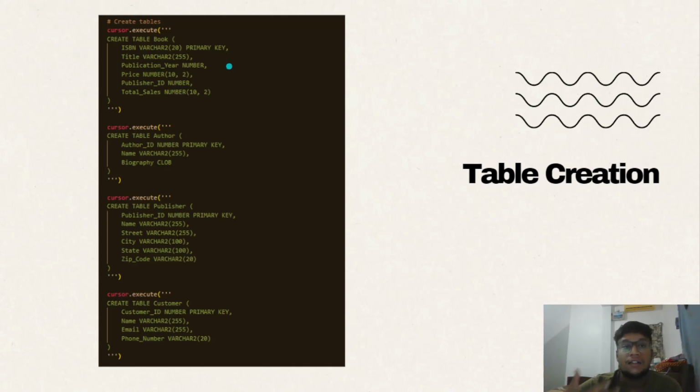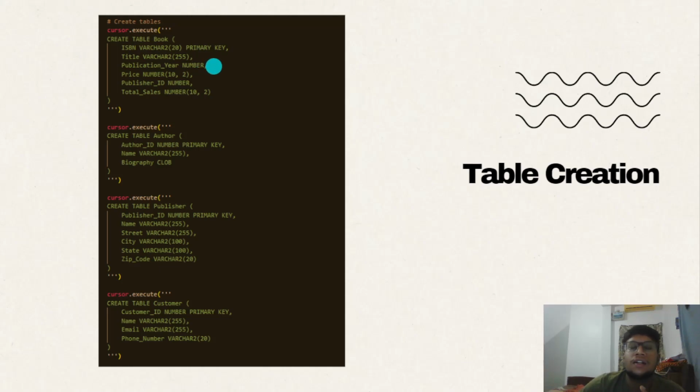As I said while explaining the ER diagram before, this book table has several attributes like ISBN, title, publication year, price, and then the publisher ID, which is referenced as the foreign key from the publisher table, and then total sales. Now, looking at the VARCHAR2, this is the type of the ISBN, a variable character, and I set the length to be 20, and I say that this should be the primary key in this particular table. Talking about the title, I say this should be a variable character of length 255.